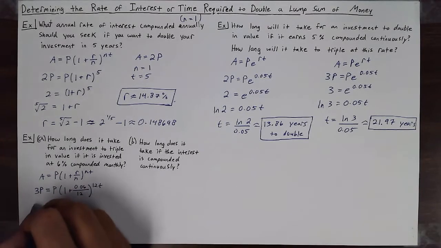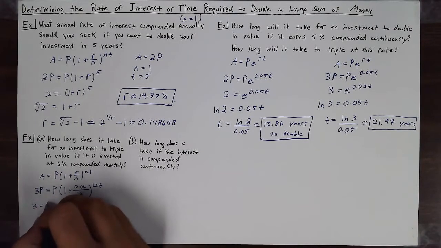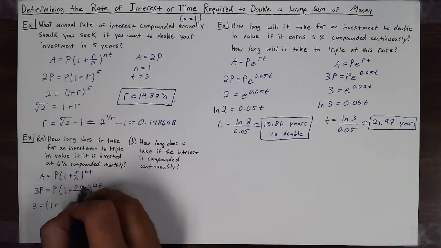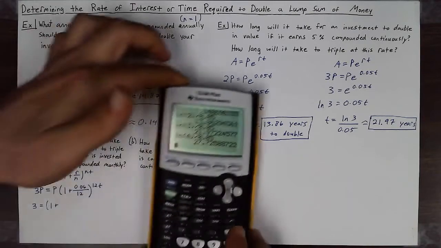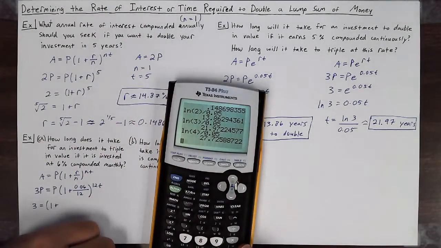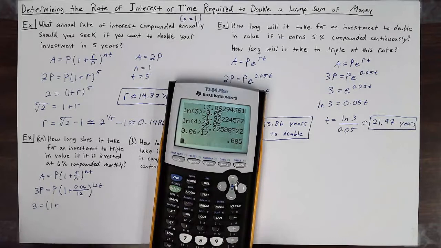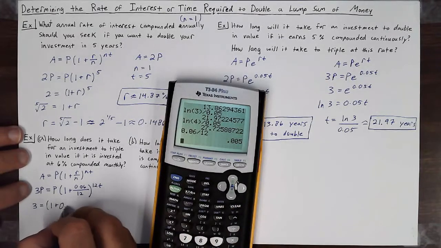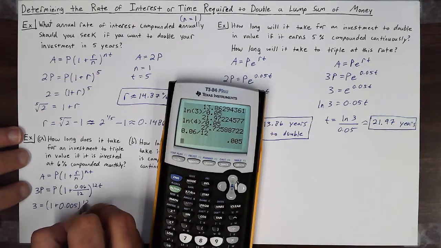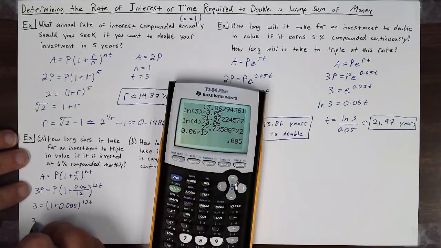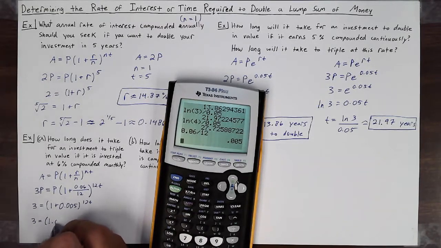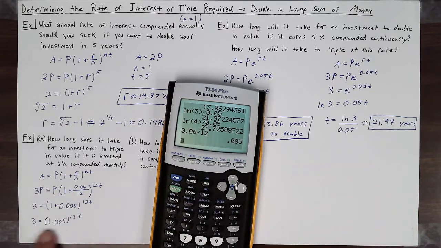We'll divide by P, and we get 3 is equal to 1 plus 0.06 divided by 12. We can probably simplify this. 0.06 divided by 12 gives me 0.005. To the 12t, we can add those together, and 3 will equal 1.005 to the 12t power. And now we want to solve this equation.